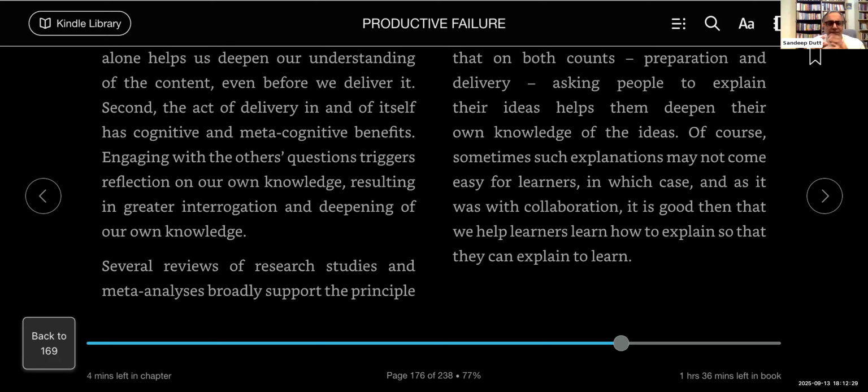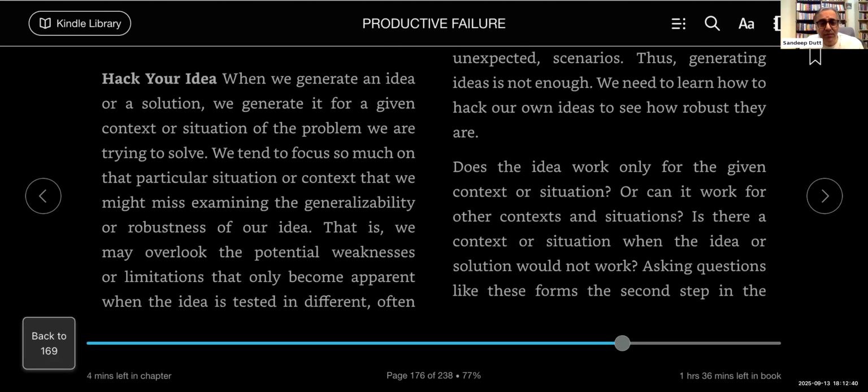Second, hack your idea. Just pausing here. I'm not reading the second book, Art of Thinking Clearly. Why? We have announced that from 1st November, we are starting Masterclass 2026. And Masterclass 2026 is going to be Art of Thinking Clearly.